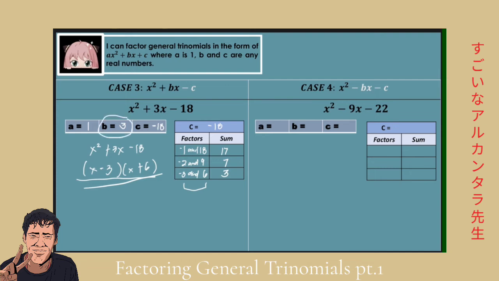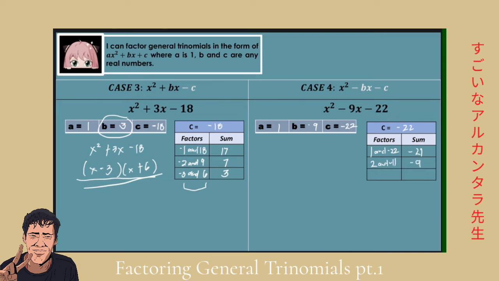Now, if you look on the other side of your screen, on the right side for case 4, both the middle term and the last term are negative. So let's identify the A, B, and C first. So we have 1, negative 9, and negative 22. So C is negative 22, and your B that we're looking for as the sum is negative 9. So basically here, unlike case 3, the higher number should now be negative. So we can have 1 and negative 22. The answer there, if you add it, is negative 21. We can also have 2 and negative 11. The answer there is negative 9.